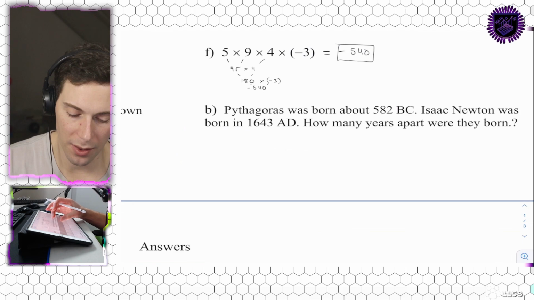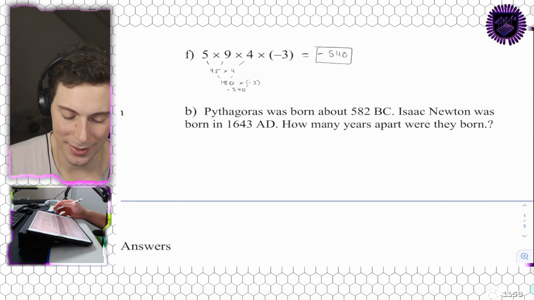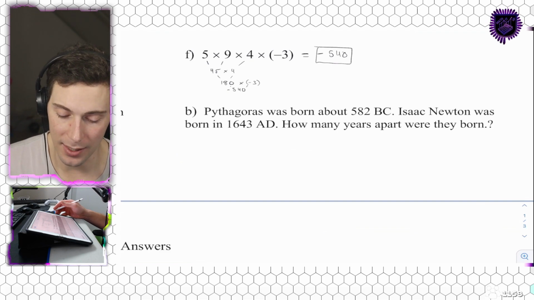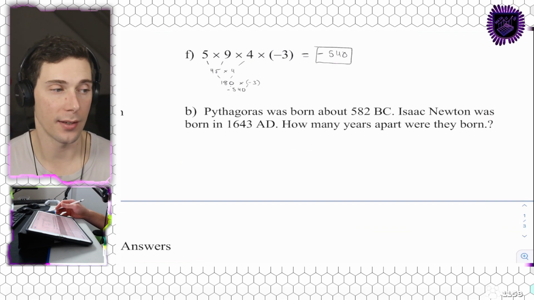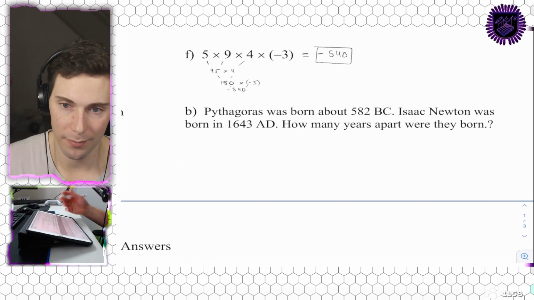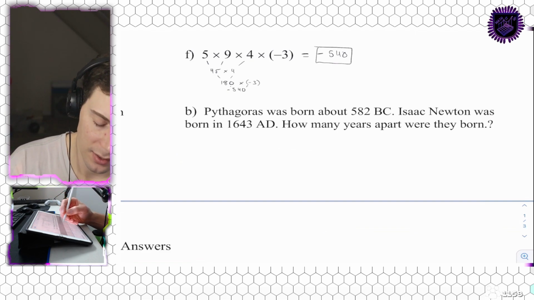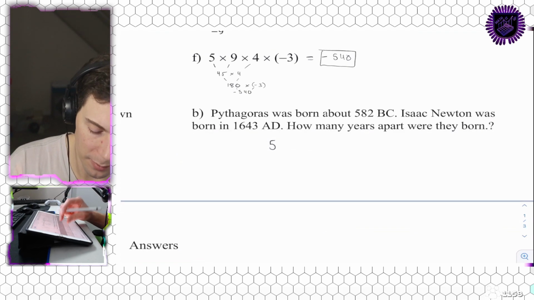Pythagoras was born in 582 BC. Isaac Newton was born in 1643 AD. How many years were they born apart? All right, so this is a crazy number line. You have to count all the steps between these two numbers, finding the difference. So we're going to find the difference. Let's do the bigger number first.